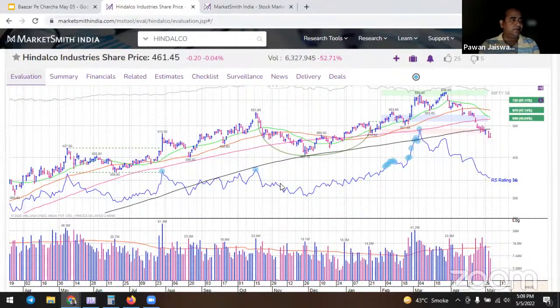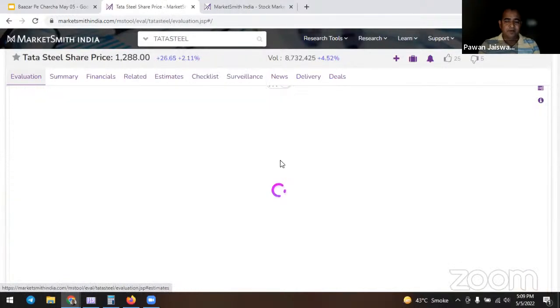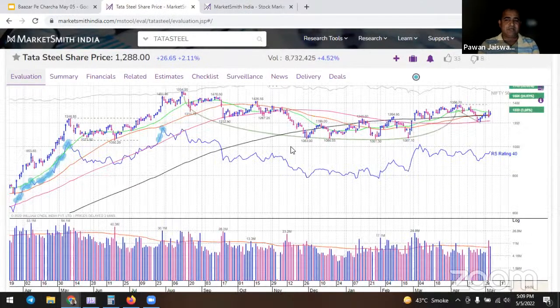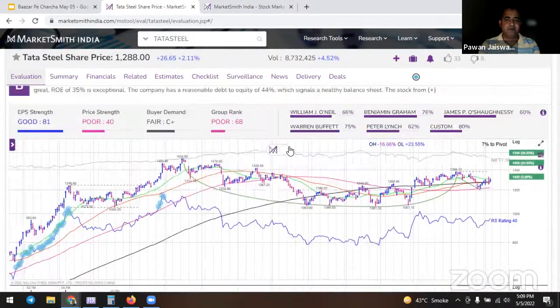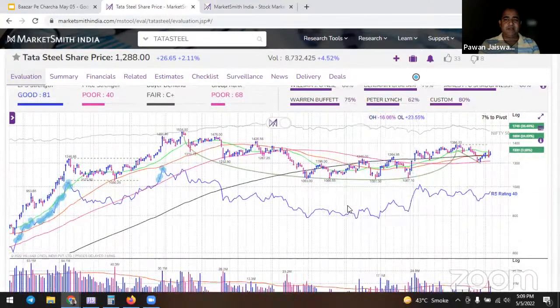Okay. Now let's talk about Tata Steel. Tata Steel is purely sideways. As per the O'Neill methodology, it is in the formation of a cup with handle. But what will happen if the market goes into correction? Then obviously metal will also go into correction, and in such a case Tata Steel will also correct. I am not denying it, but at the same time it is not looking that much better at the current juncture.